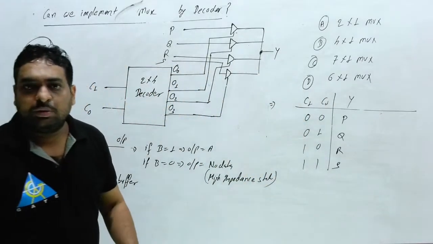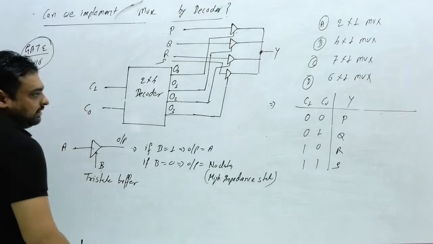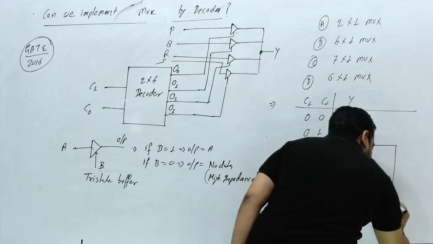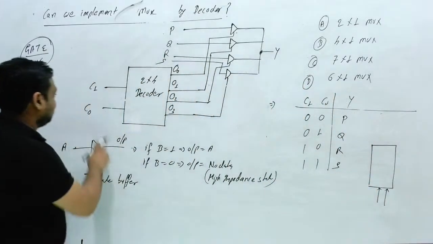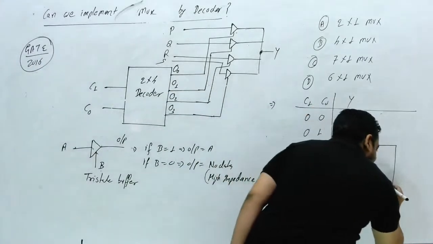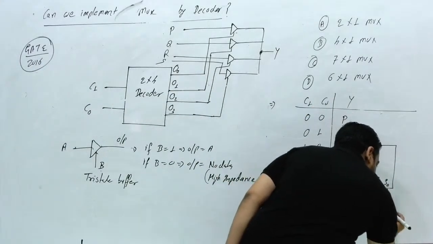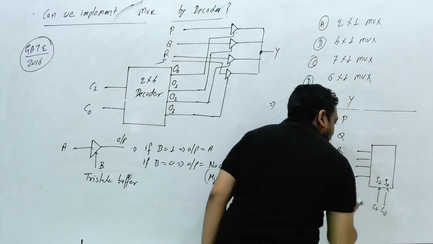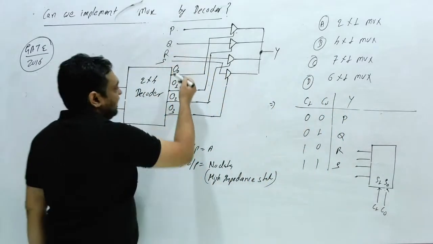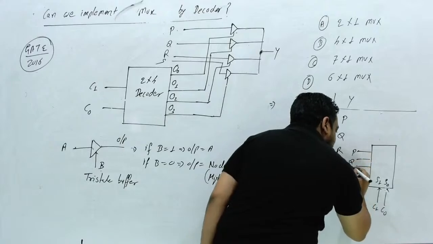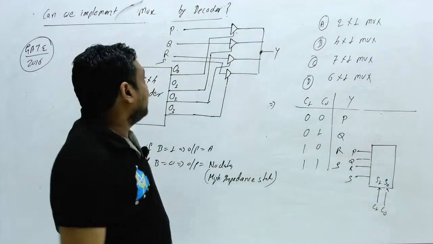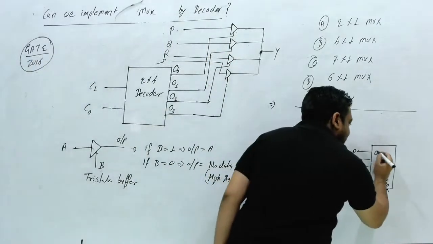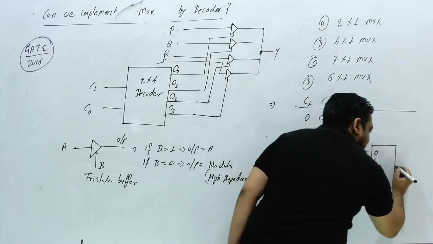Can anybody say what the answer will be? This circuit can be redrawn like this. This has 2 selection lines, C1 and C0, which are S1 and S0. How many inputs here? 4 inputs: 1, 2, 3, 4, and the 4 inputs are P, Q, R, S. This P is connected to 0, means 0 0, so this will be I0. This is I1, I2, I3, and this is Y.